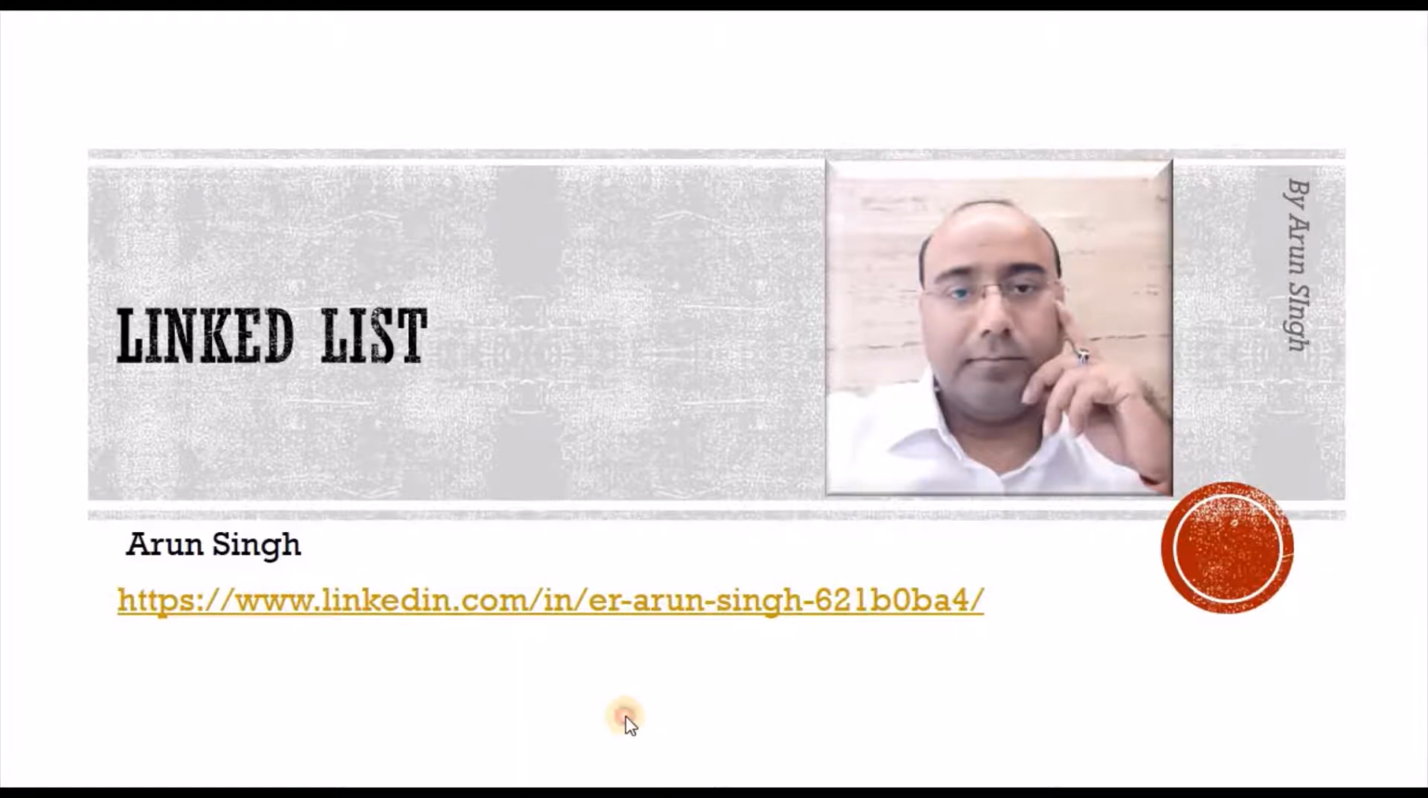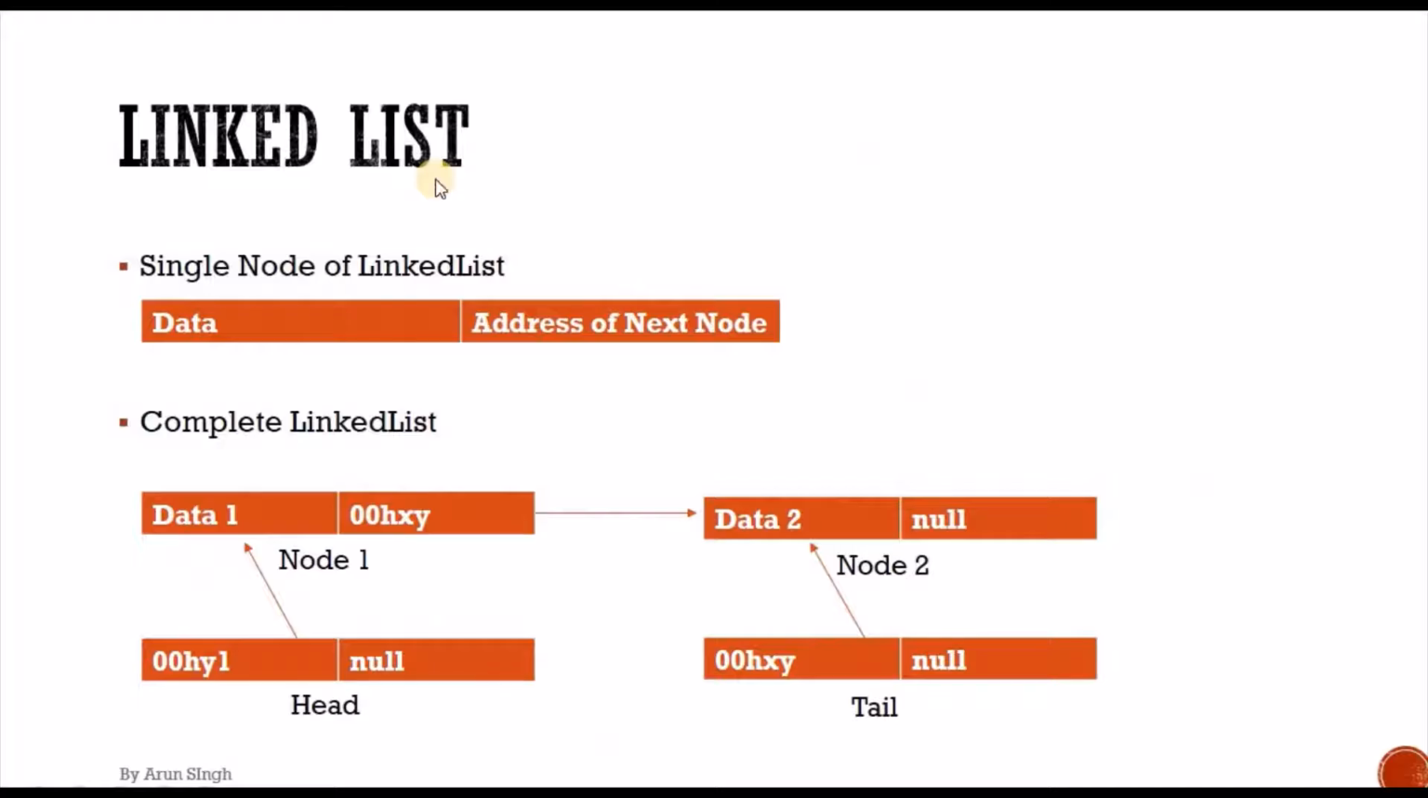Let's see how it happens internally. We have a linked list. There we said we have one node. This is the node of the linked list, which has a data part and address part. This is the address part. Data part will keep the data, and address part will keep the address of next node. Now, this is an example of a linked list where I have two nodes. Node 1 has data 1 and node 1 has the address of node 2.